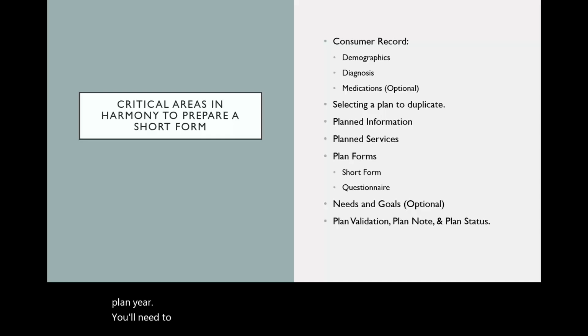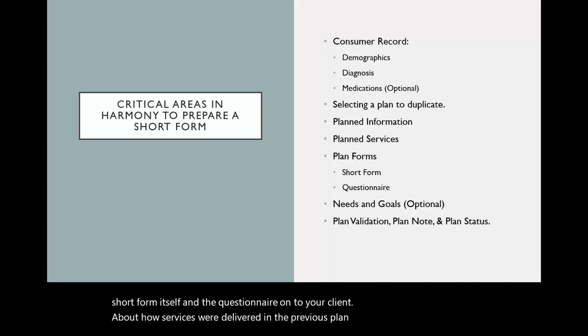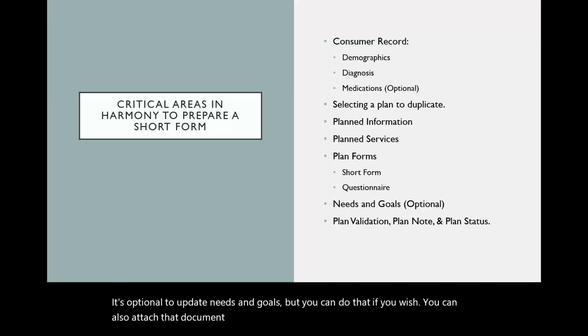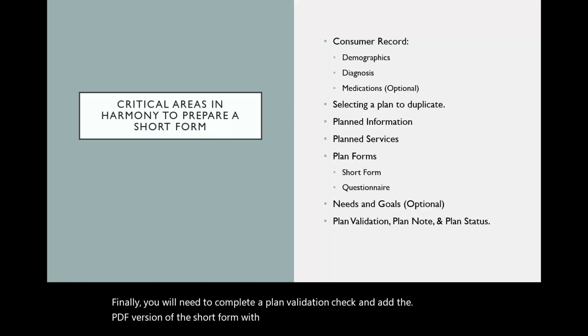You'll need to make sure that your plan forms are included, which would be your short form itself and the questionnaire to your client about how services were delivered in the previous plan year. It's optional to update needs and goals, but you can do that if you wish. You can also attach that document, any updates to the short form itself. Finally, you will need to complete a plan validation check and add the PDF version of the short form with all signatures and attachments in a plan note.